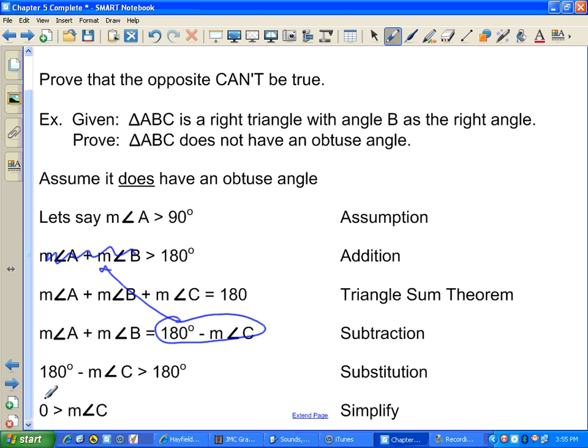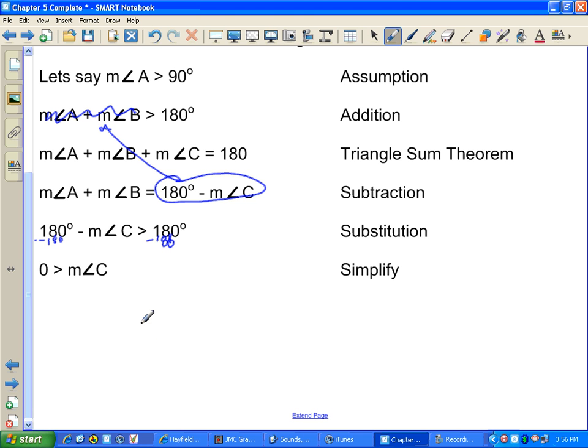But if I simplify that, I'm subtracting 180 here, and then I'm dividing both sides by negative. So I get 0 is bigger than angle C, which means there is no angle C. If there's no angle C, then I don't have a triangle, because a triangle means 3 angles. If angle C is less than 0, that means there's no angle there. So this is a contradiction.